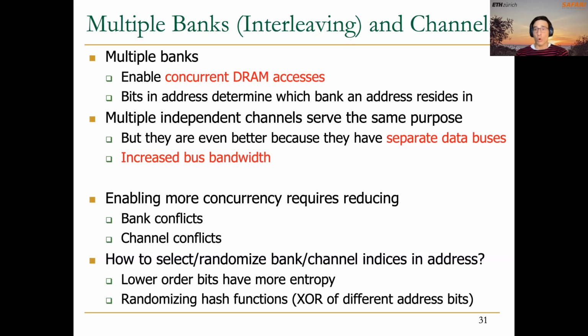And there are also other ways, like, for example, using low order bits that normally have more entropy. What that means is that the accesses are going to be more scattered, and this way we can expect a lower amount of conflicts. And also there are solutions that randomize the accesses to the memories by using hash functions. These hash functions, for example, can be implemented by XORing different bits of the address.